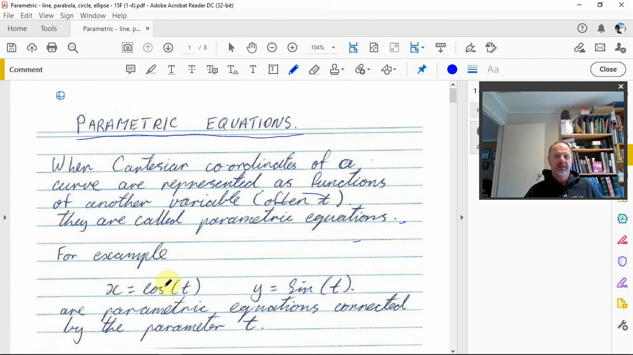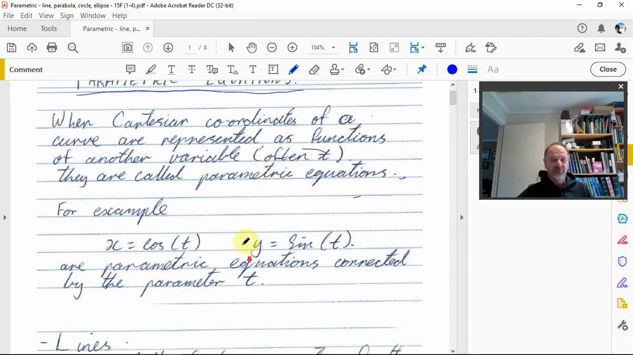So in this case, t is our parameter, and t is what links our x and our y together. Because when t is, say, pi on 4, you get a particular x value, and then you get a y value that is connected to that. The connection is the t this time, rather than our Cartesian equations, where we just have x and y in them. So they're parametric equations.